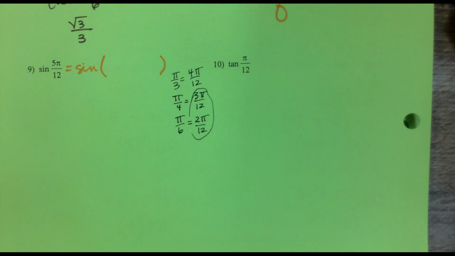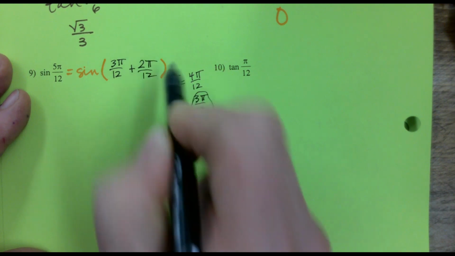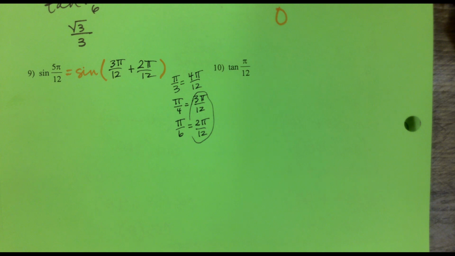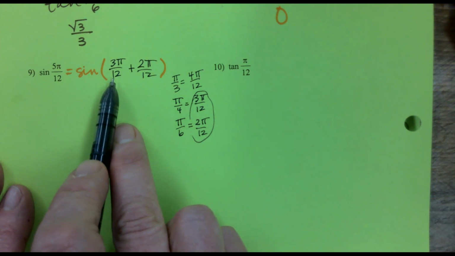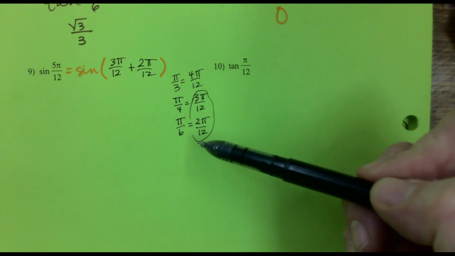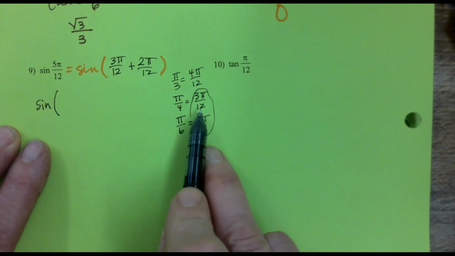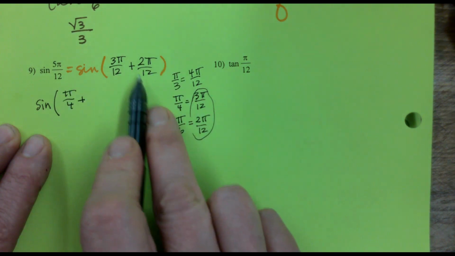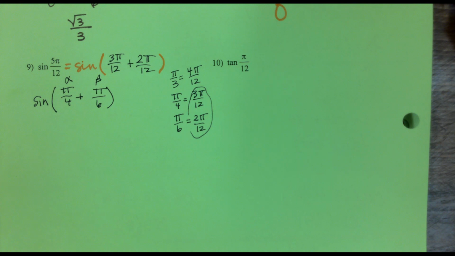If I add 3 pi over 12 plus 2 pi over 12, I get 5 pi over 12. So that's what's going to go here: 3 pi over 12 plus 2 pi over 12, not necessarily in that order because addition doesn't matter. So this is my start. I want to expand this with things that I know. So I wrote it over 12 so that I could break it down into a sum. My two angles are 3 pi over 12, which is pi over 4, plus 2 pi over 12, which is pi over 6. So now I have my alpha and my beta. I'm going to plug those into the sine sum, and then work my way through and evaluate it.